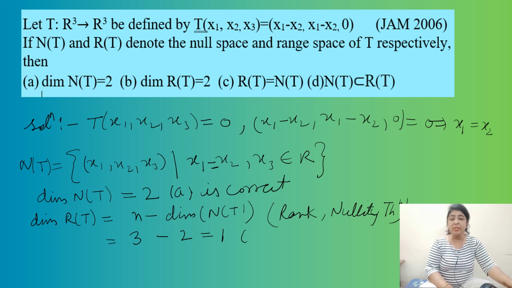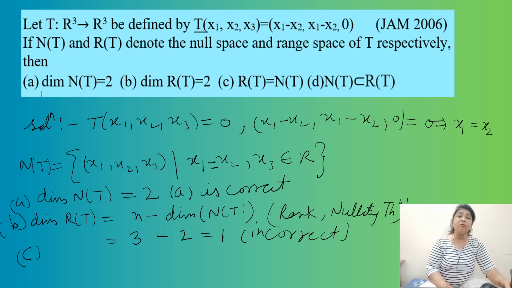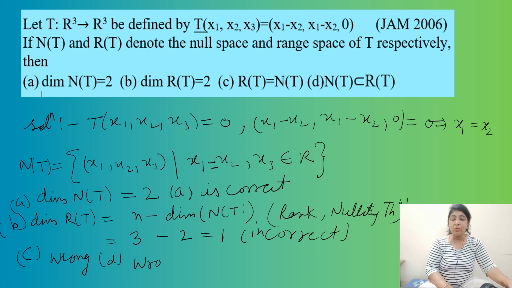Option B is incorrect. This is our B, this is our A, and again C, rank of T, the range of T, is equal to nullity of T. This is wrong. And the fourth one, nullity of T is contained in rank of T. Again this is wrong. So option A is correct.